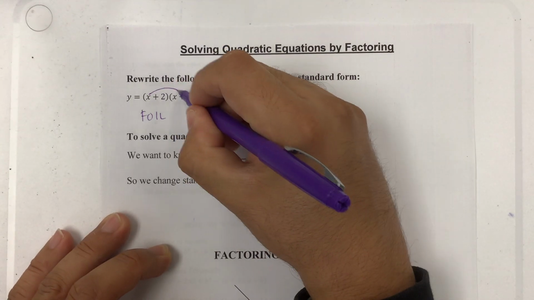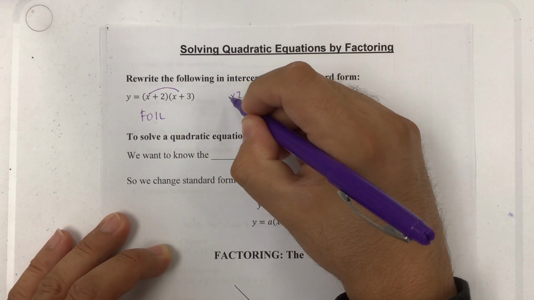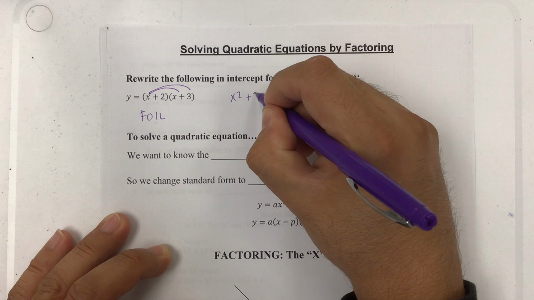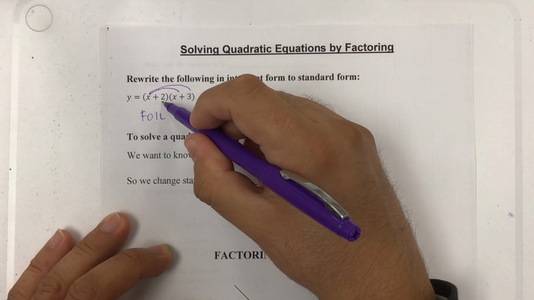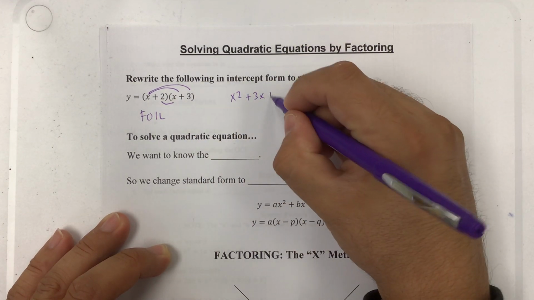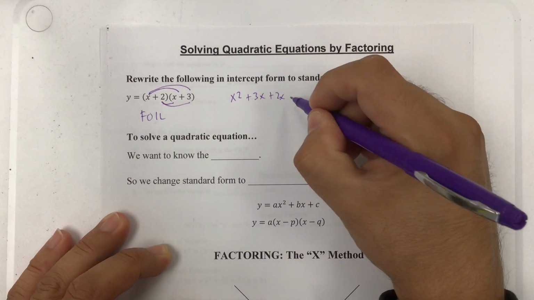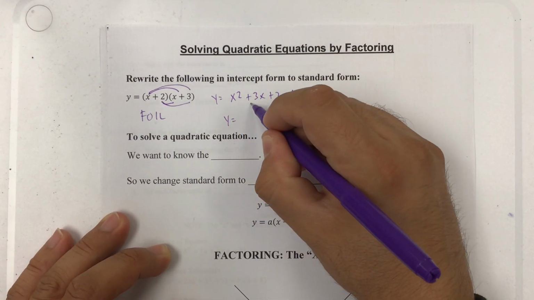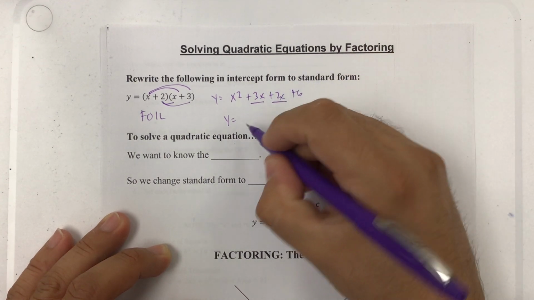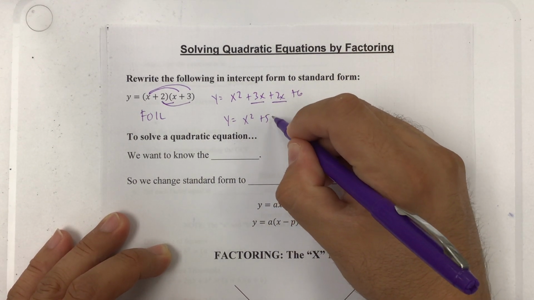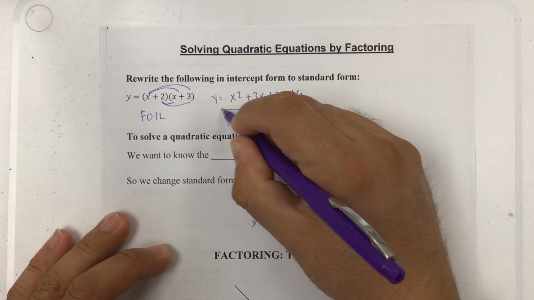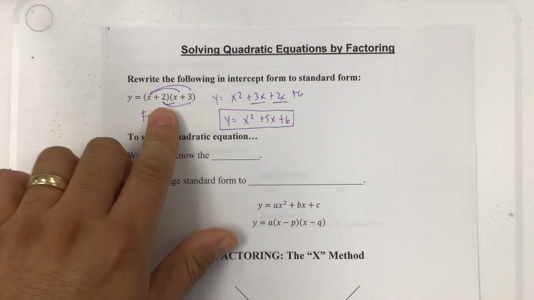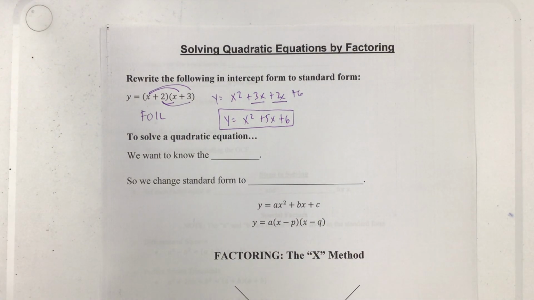So it's distributed. X times x is x squared. X times 3 is 3x. Now we're gonna do the bottom, the second term, sorry. 2 times x is 2x, and 2 times 3 is 6. And last, we're going to combine our like terms. So we see we can only combine 3x and 2x, so x squared plus 5x plus 6. That is how we go from intercept form to standard form.